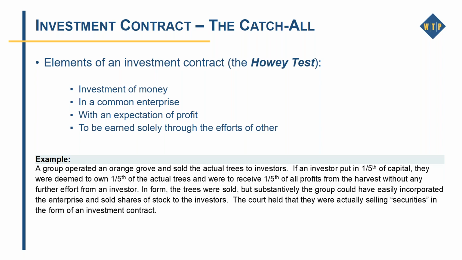People paid money. It was a common enterprise where people were working together to harvest this grove. The investors had an expectation that, I'm giving you this money and I want some return on those dollars that I've given you to operate this thing. And the investors weren't involved at all in the grove. There were third parties that were running the day-to-day. So it was an investment contract, and because it was an investment contract, it was a security. And because it was a security, there were some formalities that the Orange Grove had to comply with.